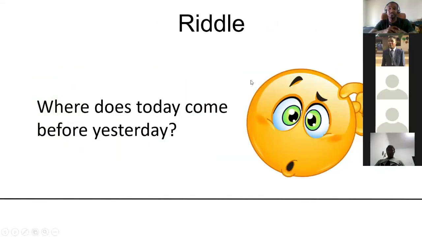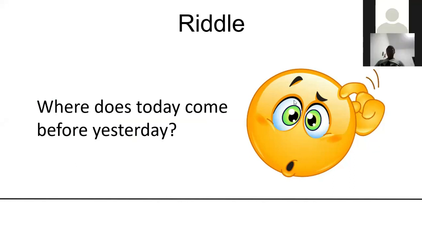Before we start, I always like us to exercise our brains a little, to get our brains in the mood for what is coming next. So I have an easy riddle for you guys. Where does today come before yesterday? Oh, yeah, in the dictionary. Yep, that's right. Today comes before yesterday in the dictionary because the letter T comes before the letter Y. Good job.